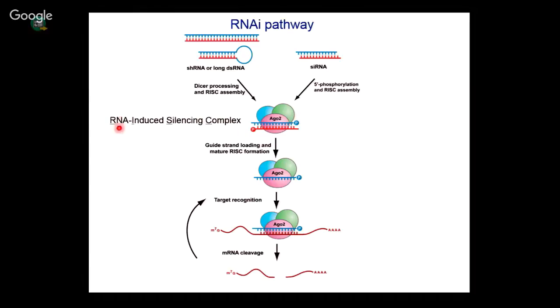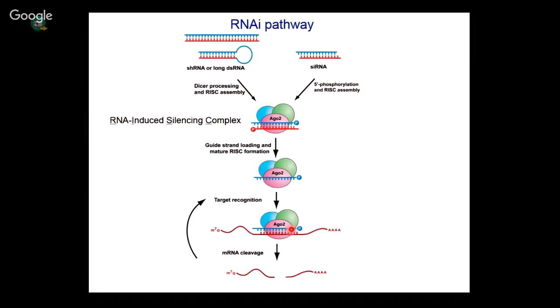So what is RISC? RISC is the RNA-induced silencing complex. In the RNA-induced silencing complex, first the double-stranded RNA has to load onto it, and only one strand will stay on the RISC. This strand we call the guide strand, which guides the RISC to the targeted mRNA or target sequence. This step is called RISC formation or RISC activation. Only the RISC associated with a single strand is the active form and will recognize the target mRNA.